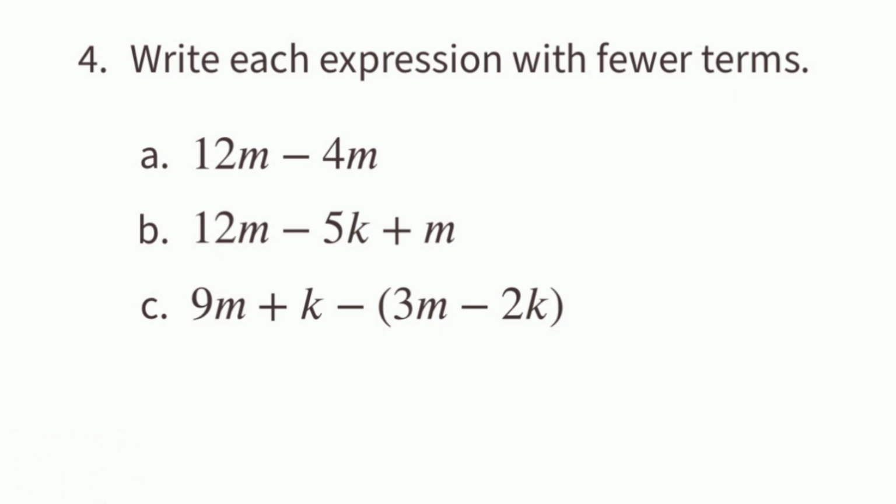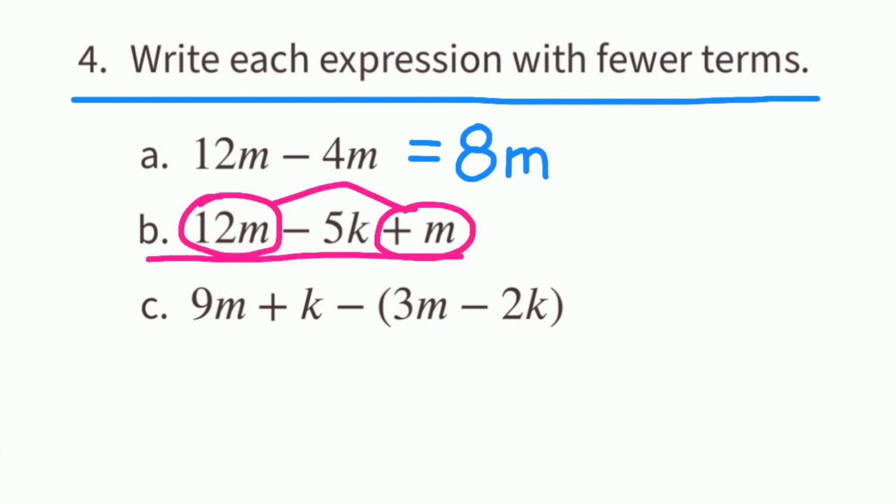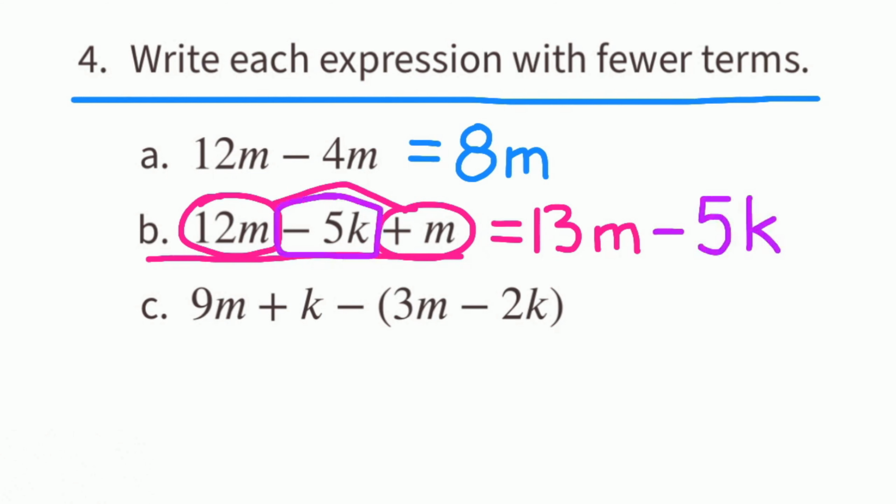Problem number 4. Write each expression with fewer terms. A. 12m minus 4m. 12m minus 4m is 8m. B. 12m minus 5k plus m. That's the same as 12m plus 1m, which is 13m. 13m minus 5k.